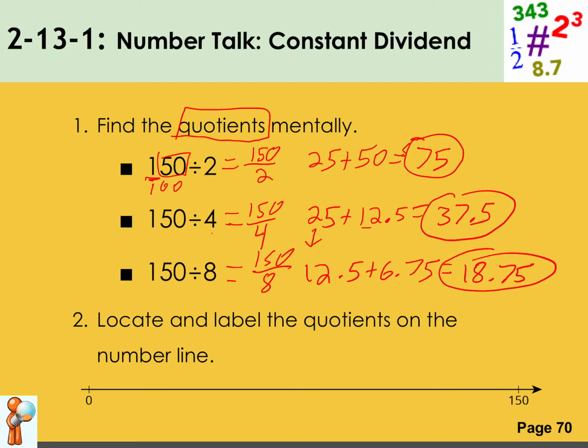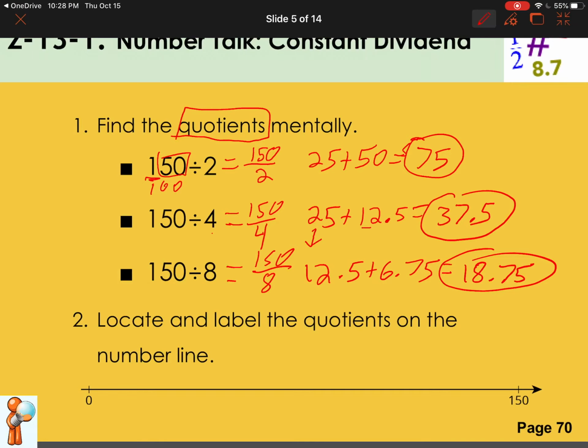Now we're going to locate these on the number line. So I want you to notice the pattern. Let me change my color. Patterns are very important when we're talking about math. We went 2, 4, 8. So we took 2 and then increased it to 4. So 2 is a half. So we have our 150 over here. We're going to divide that in half. We're dividing all of this in half. This is where 75 is.